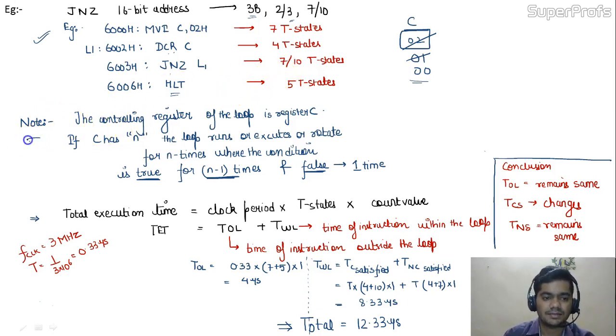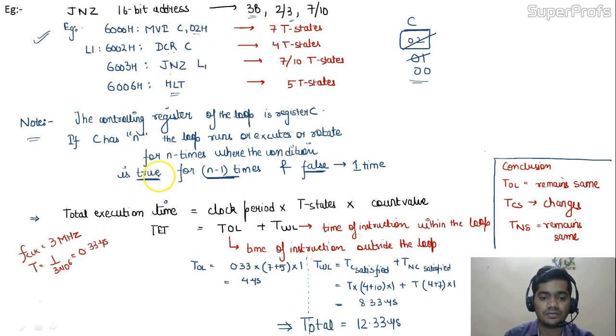Okay, so we can see that the controlling register of the loop is register C. Here the controlling register is register C, that is, if C has n, that is, the data present is n, the loop runs or executes for n times. Here there are two data present, so the loop would run two times.